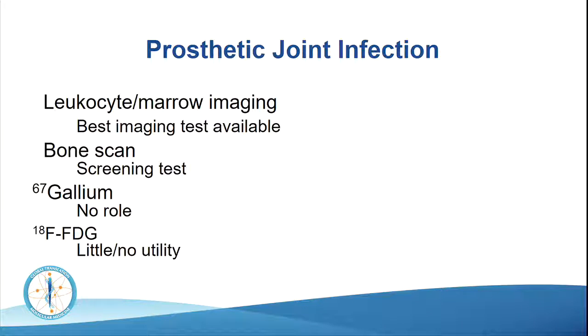In summary then, in terms of prosthetic joint infection, at the moment, leukocyte marrow imaging remains the best imaging test available for the diagnosis. If you're going to use the bone scan, consider it primarily as a screening test. I don't believe that there's any role for gallium-67 imaging at the current time, and I think that after nearly 20 years of investigation, there have been no conclusive data about FDG one way or the other, and I think it's reasonable to conclude that, at least as of the present time, FDG PET-CT has little or no utility for this indication. Thank you very much.